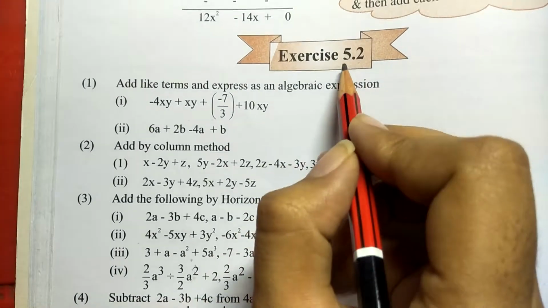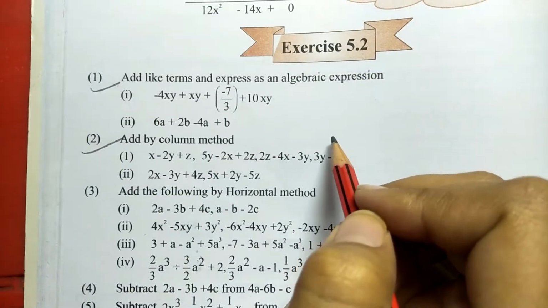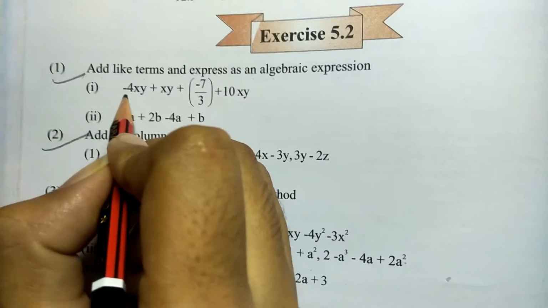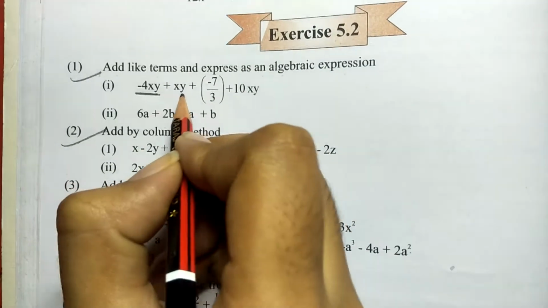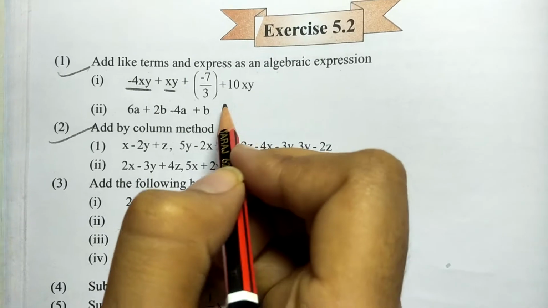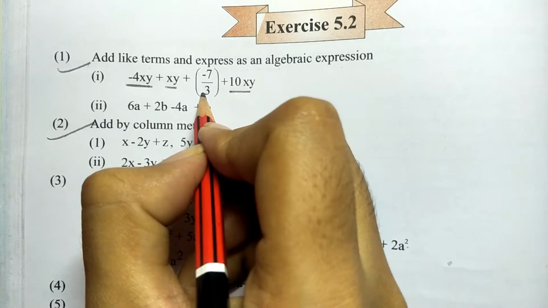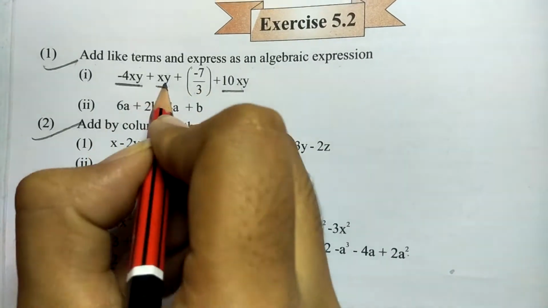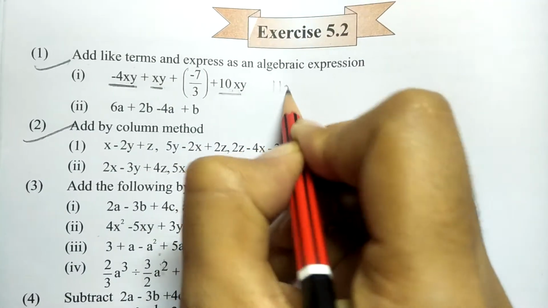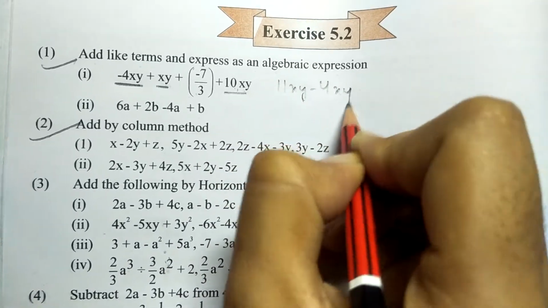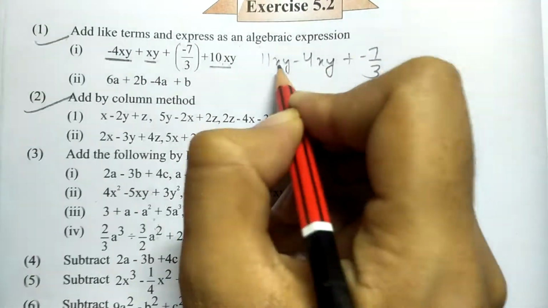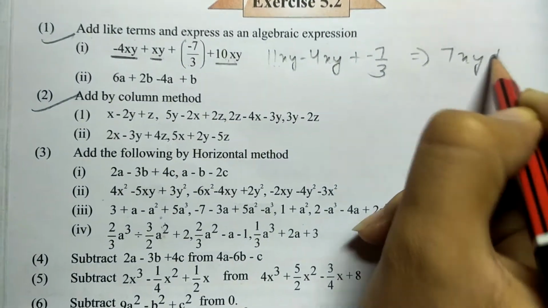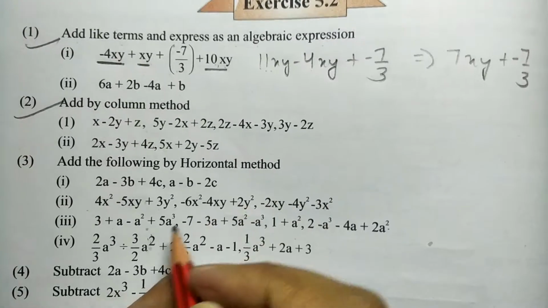Now today what you have to do is the first question and second question of exercise 5.2. Add like terms and express as an algebraic expression. In this you have to see what the like terms are, as we have discussed earlier. If the terms are the same, you can add them, and this is another thing, so you will not add this, but these are like terms, so you can add them. As it is negative and these are positive, this will become 11xy minus 4xy plus minus 7 upon 3, and in this also you can do the solution, so this will become 7xy plus minus 7 upon 3. Like this you have to do.